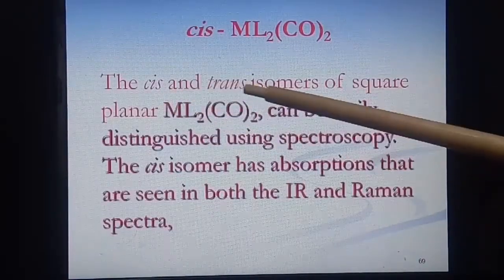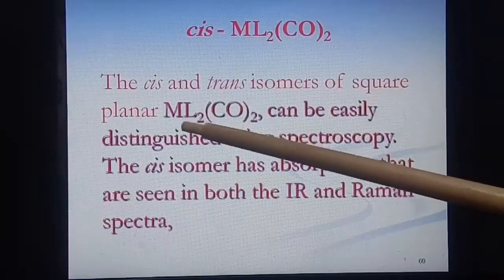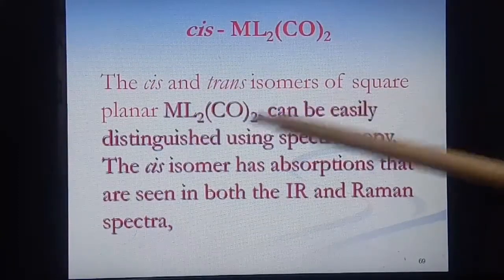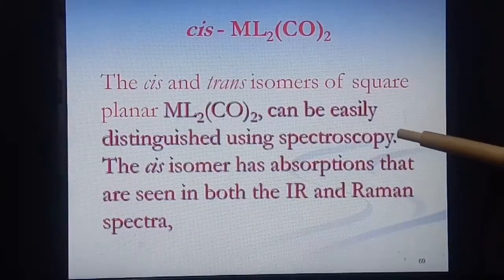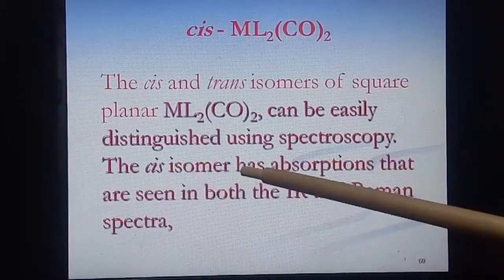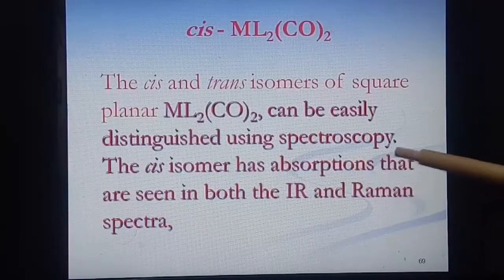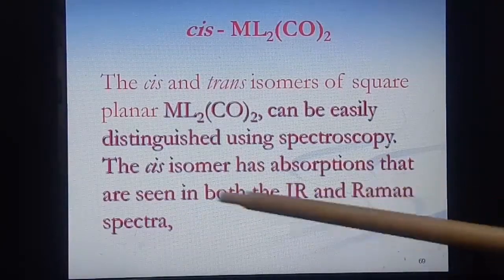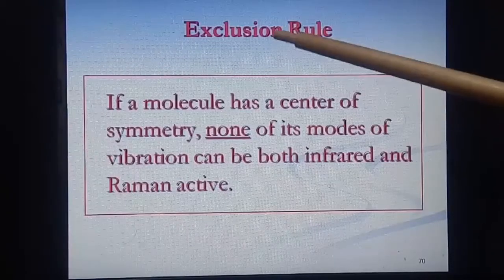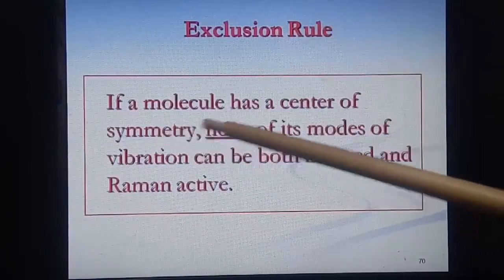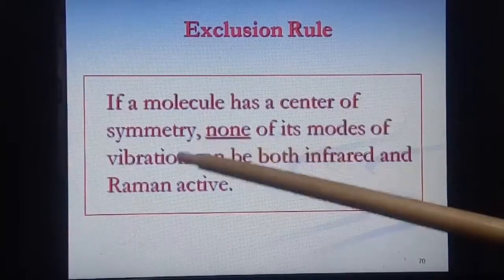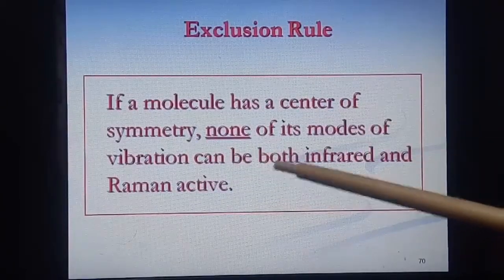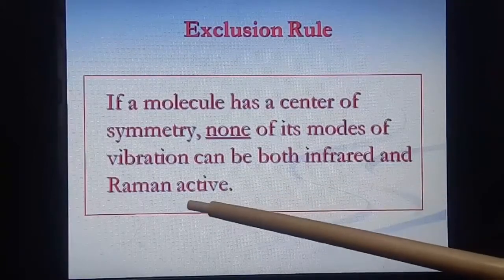The cis and trans isomers of square planar ML2(CO)2 can be easily distinguished by using spectroscopy. The cis isomer has absorptions that are seen in both the IR and Raman spectra. Exclusion rule: if a molecule has a center of symmetry, none of its modes of vibration can be both infrared and Raman active.